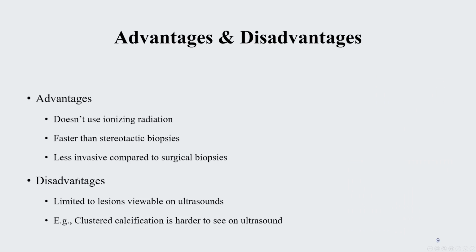For the advantages and disadvantages, first of all, ultrasound guided biopsies don't use ionizing radiation like mammograms. Then they're generally faster than stereotactic biopsies. They're less invasive compared to surgical biopsies. For the disadvantages, first of all, they're limited to lesions that are viewable on ultrasound. So things like clustered calcifications are harder to see on ultrasound compared to mammograms.